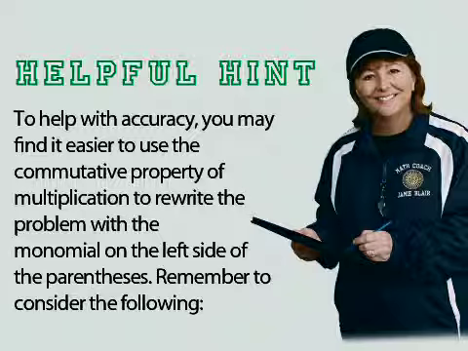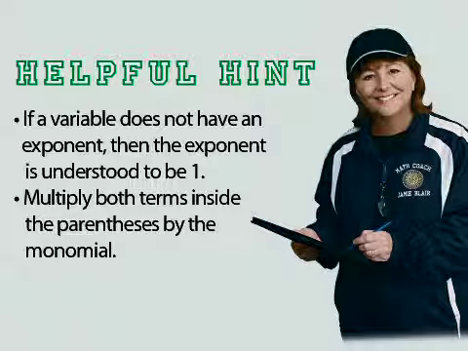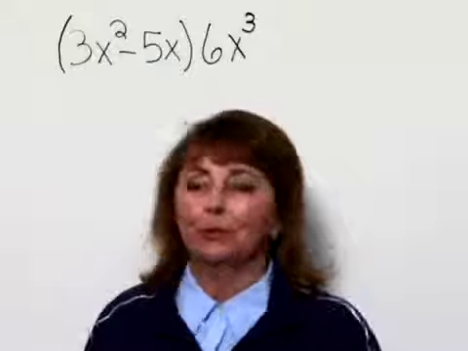Remember to consider the following. If a variable does not have an exponent, then the exponent is understood to be 1. Multiply both terms inside the parentheses by the monomial. Now let's work a problem.